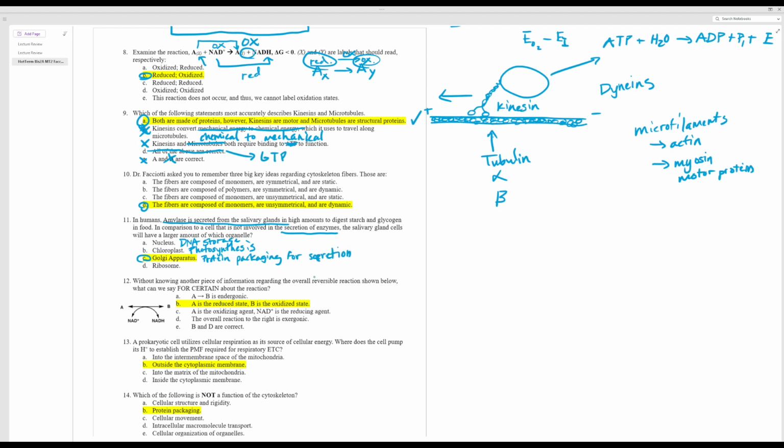AKA secretion. And then the ribosome is responsible for peptide synthesis, which once we hit transcription and translation, we'll talk about this more.